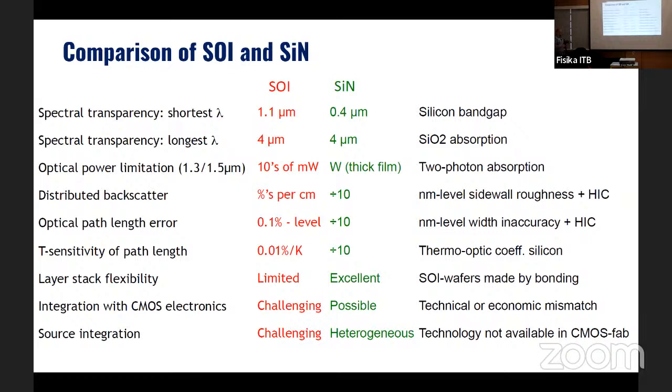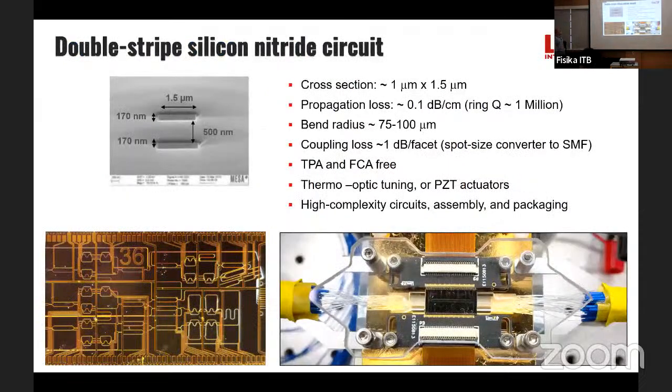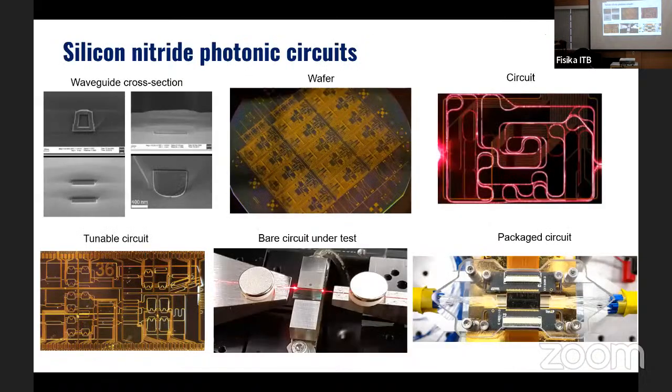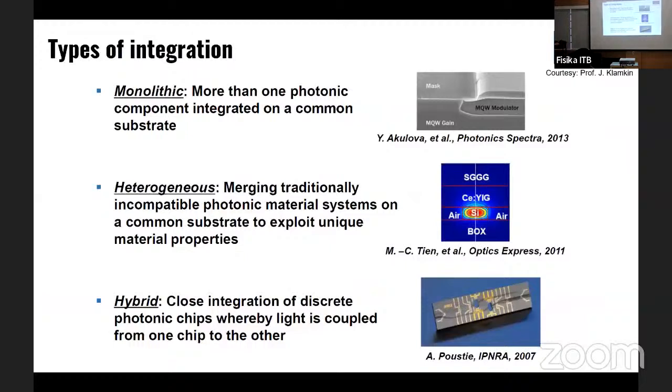Okay, let's move on. I have 20 minutes or so. We can come back to this, but the message is that with the double stripe silicon nitride waveguide, you can actually make highly intricate circuits with tuners, highly programmable. You can package it, you can interface it with electronics, and so on and so forth. So this is already a mature material platform to build your circuit upon. I will come back to this kind of slide later when we talk about programmable photonics next week. You've seen some of the figures.